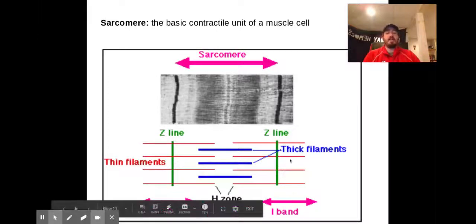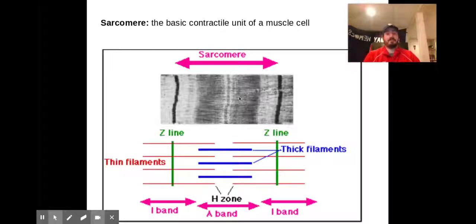in the I band, I, light, actin, right? M band, or excuse me, A band, myosin, thick. All right. So one sarcomere goes from Z line to Z line, right? So myosin in the middle, actin on each side. And that's where contraction happens.